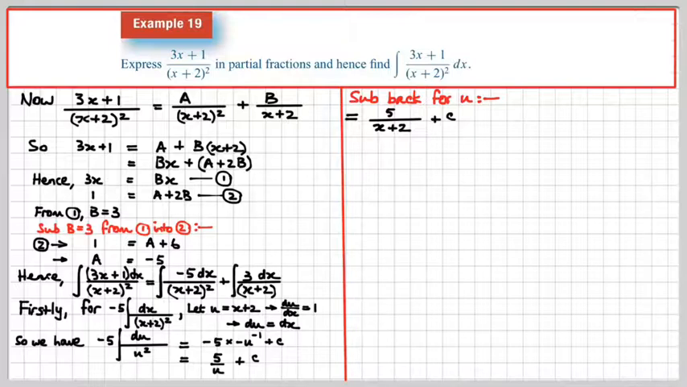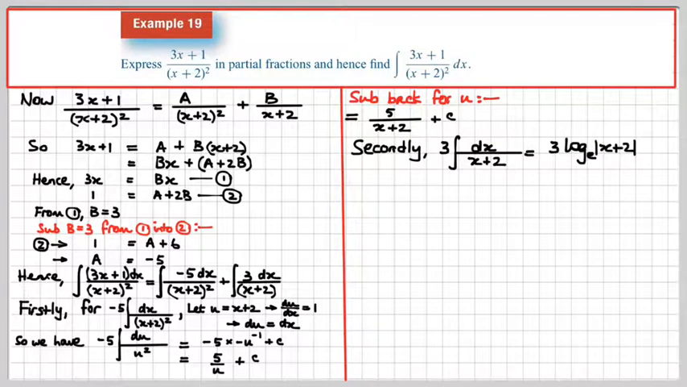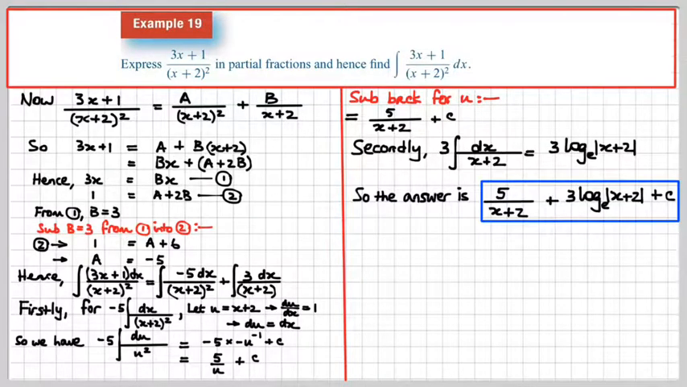Well, we've done the first term, now we're going to do the second term. Fortunately, that's very easy. As I said, it's just 3 times log of the modulus of x plus 2, base e. So therefore, the whole entire answer is there. Is that it? That's it, guys.